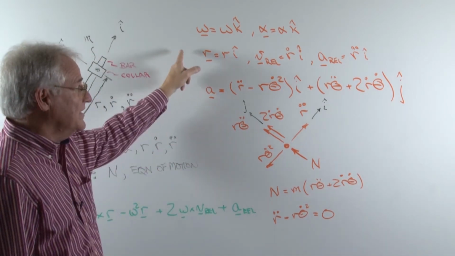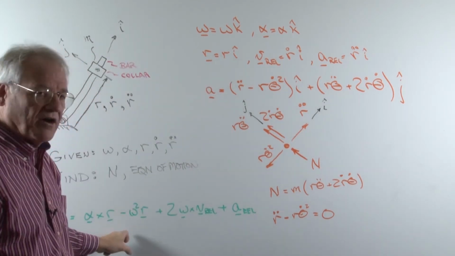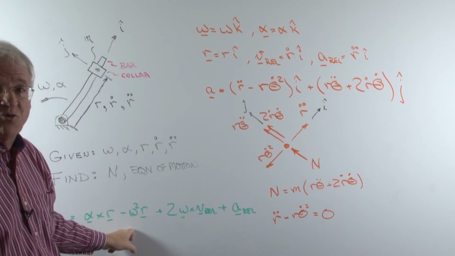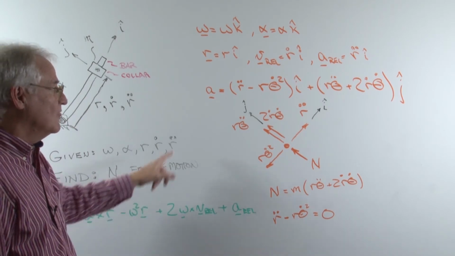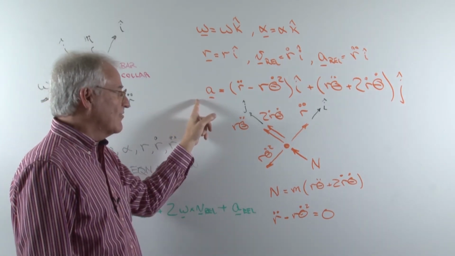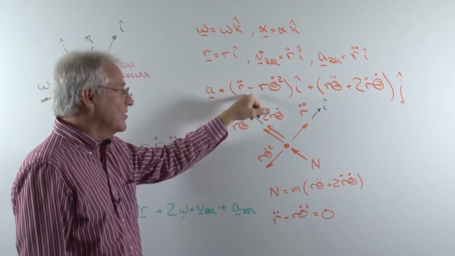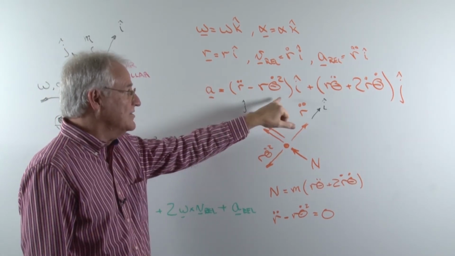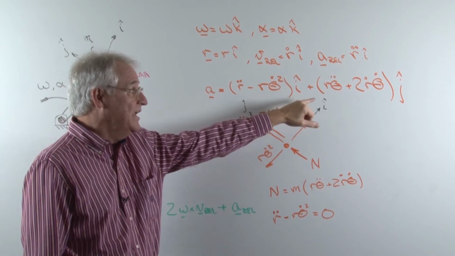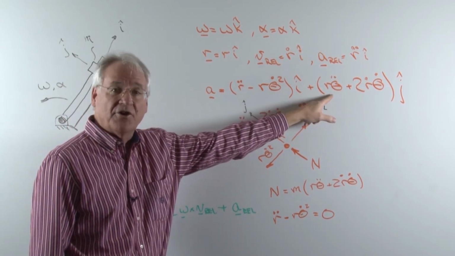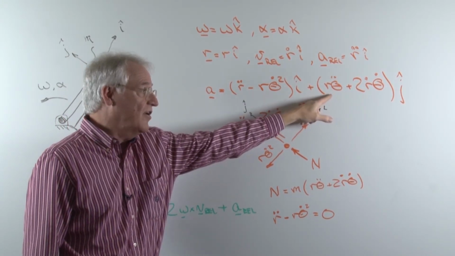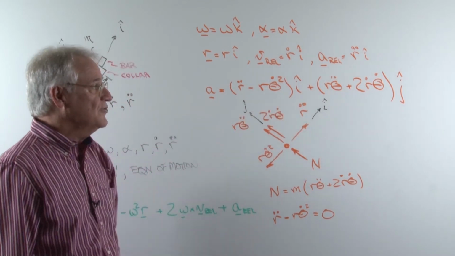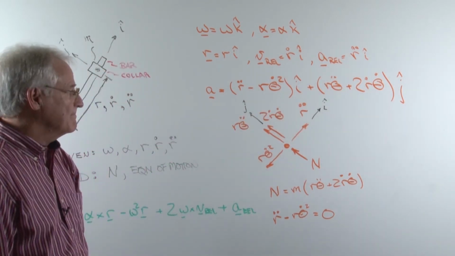When we plug these vector quantities into our well-known equation for acceleration, we get this: the acceleration of that point is r double dot minus r theta dot squared in the i hat direction, and in the j hat direction we have the terms r theta double dot plus 2 r dot theta dot.